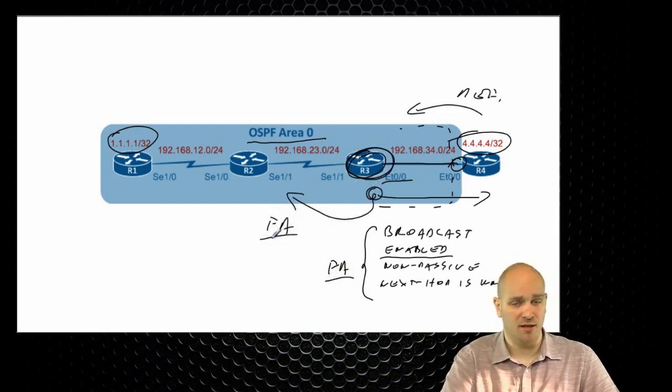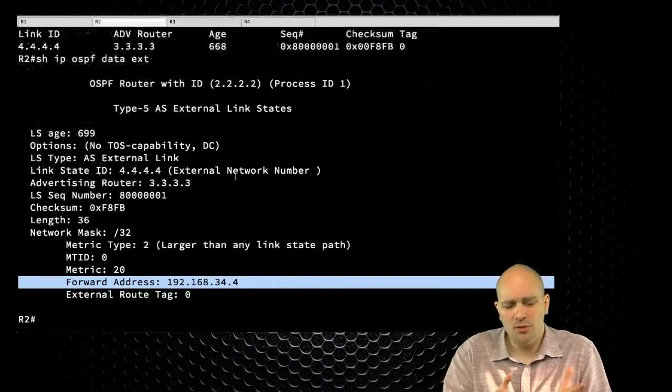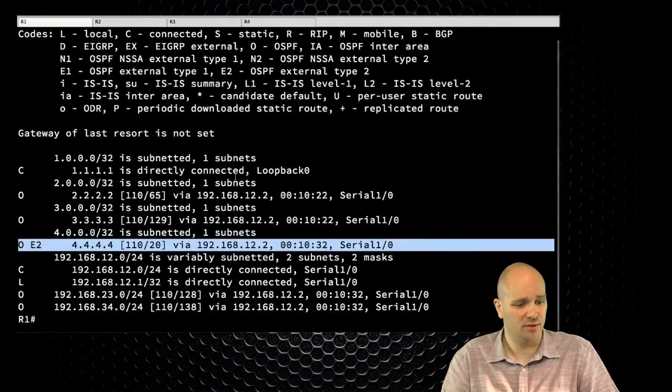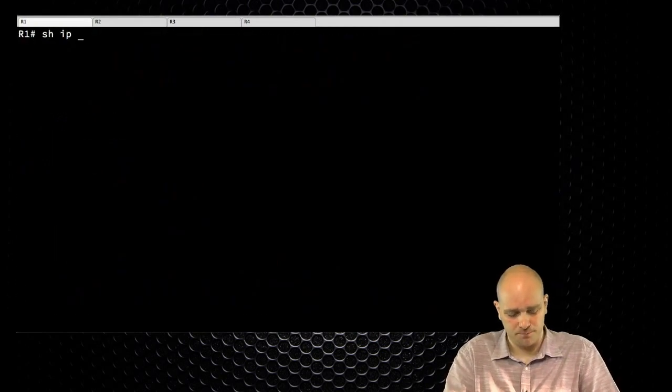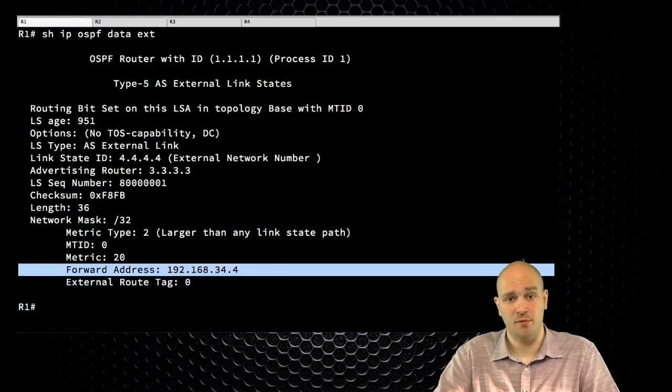Okay, now that we have actually understood this, if we go to R2 and take a look at R2, why would this cause R2 not to install this route in the routing table, or this LSA in the routing table, when R1 here, ospf database external, has the exact same information?